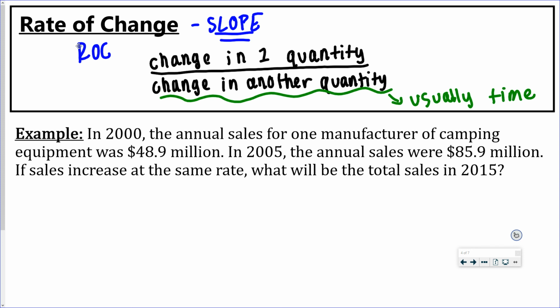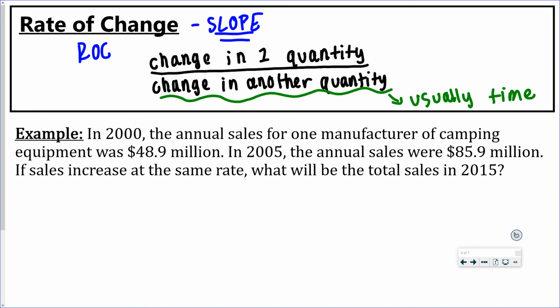Okay. So let's try just one example of a word problem here, and then we'll get to our last postulate. In the year 2000, the annual sales for one manufacturer of camping equipment was $48.9 million. In 2005, the annual sales were $85.9 million. Are our sales going up or down? Up. That's great news if we are this manufacturing company. If sales increase at the same rate, what will the total sales be in the year 2015?